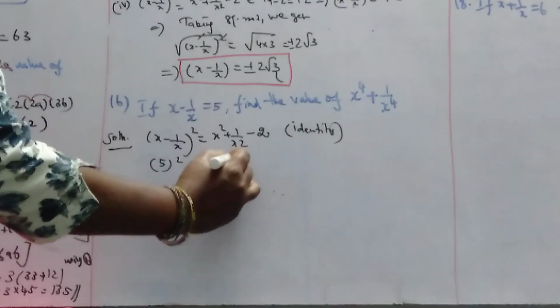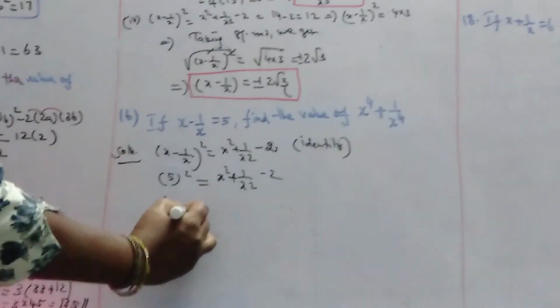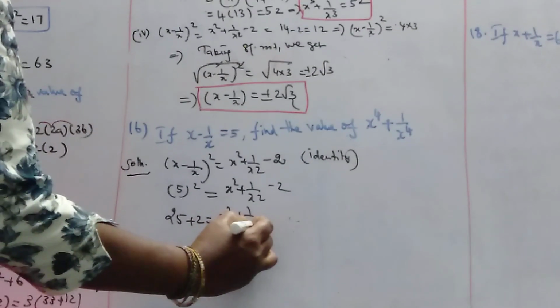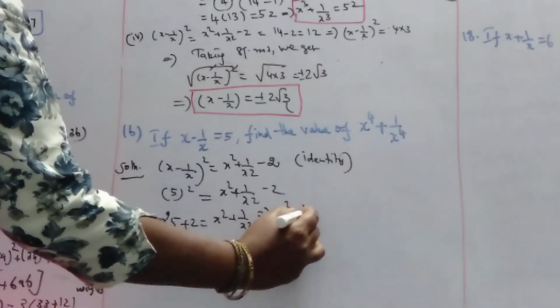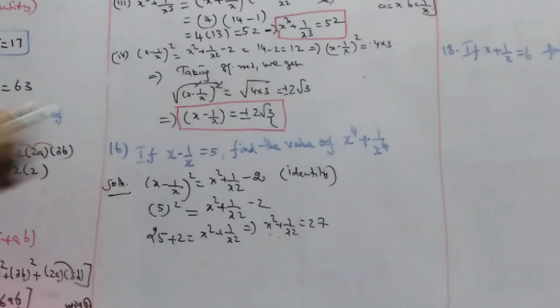Next step, we can bring that 2 over, so we can write 25 minus 2 comes to the side, it will become 25 plus 2, which is equal to 27. So x square plus 1 by x square equals 27. We are going to use this one next.